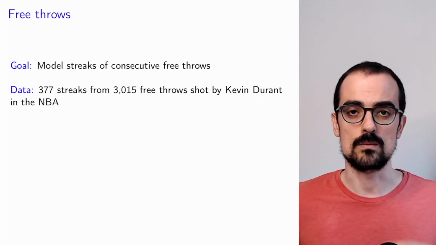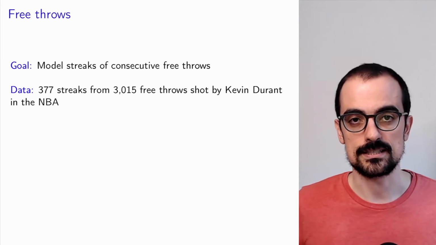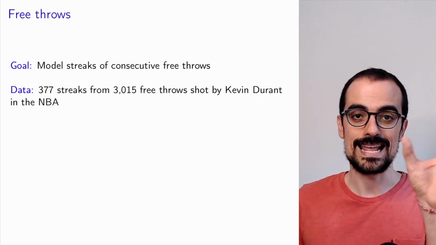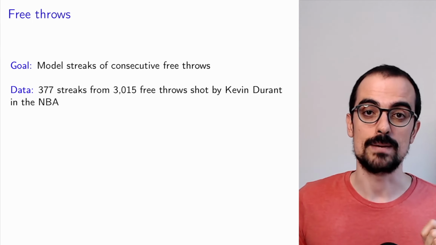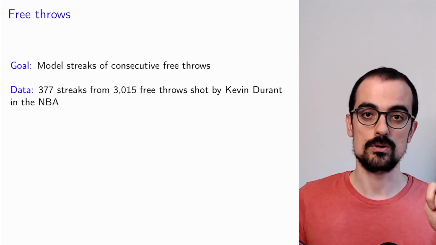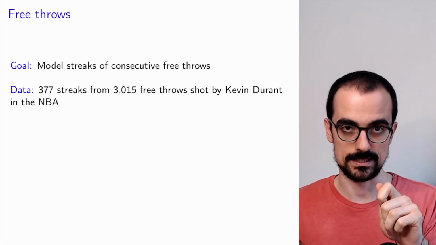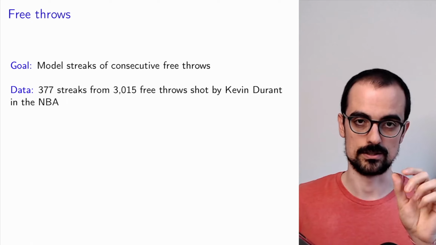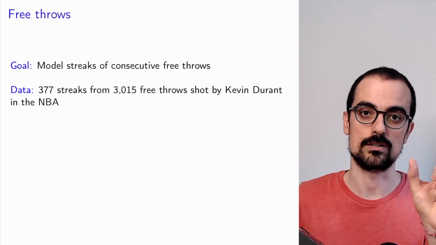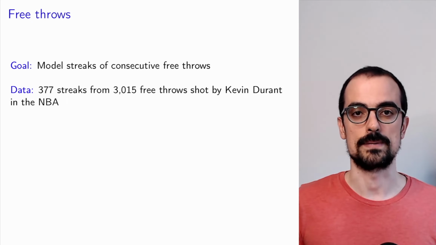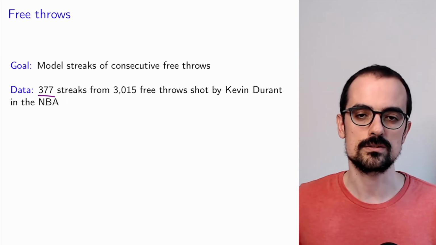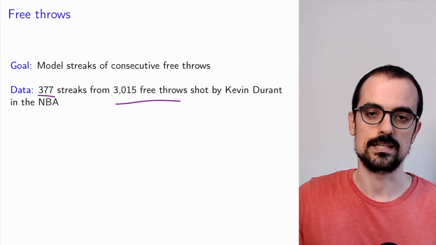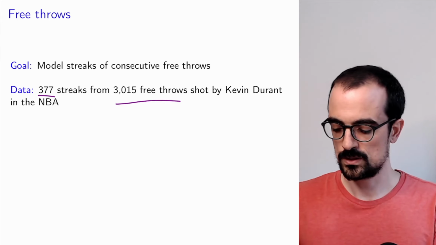So let's take a look at some real data. We're using again this example where we want to model the length of the consecutive streaks of free throws made by Kevin Durant. A streak of free throws is when he makes 10 in a row and then he misses, or he makes 5 and then he misses. That would be streaks of length 10 and 5 respectively. And we have some real data. We've gathered 377 streaks from 3,000 free throws that he shot in the NBA.